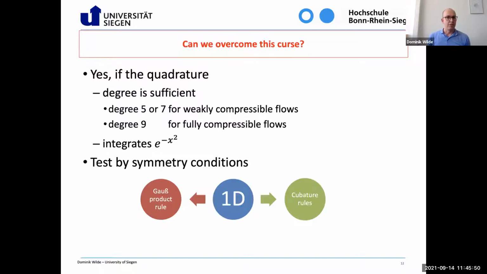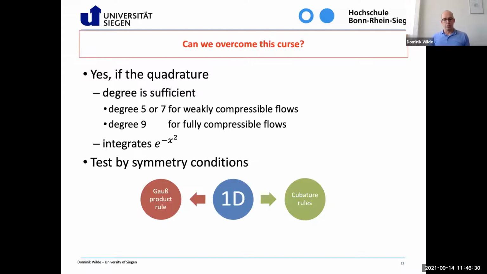The answer, which I also gave during last year's talk, is yes, we can overcome this curse if the quadrature degree is sufficient, which has to be 5 or 7 for weakly compressible flows, or degree 9 for fully compressible flows. The quadrature rule that you apply has to integrate the weight function e to the power of minus x squared. You can test your quadrature rule by the symmetry conditions. It has to fulfill the symmetry conditions, and then the quadrature rule can be applied.